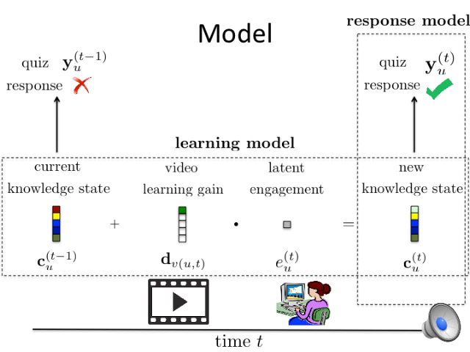Using these behavior features, we then propose 2 probabilistic models, including a response model and a learning model. The response model relates the learner's responses to assessment questions to their latent concept knowledge states. The learning model characterizes the increase in learners' knowledge induced by watching videos. The learning gain is proportional to our notion of engagement, which is modeled as a function of the behavioral features.